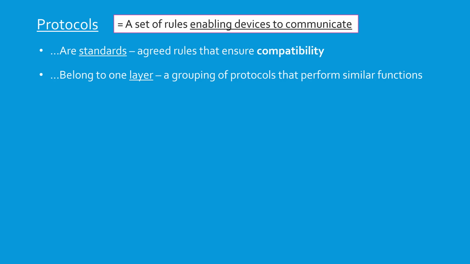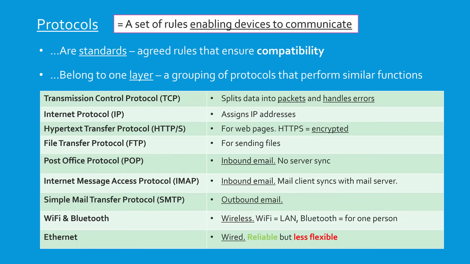And the point of this is to enable more flexibility, so you can switch out protocols if you want to. As long as it's in the same layer, you can change a protocol and it won't really affect the rest of your communication. Now, the list of protocols is long and filled with acronyms. So if I can just focus on the most important things to remember. So TCP is what splits data into packets. It also handles errors. So when you get collisions, TCP will resend it and make sure it arrives.